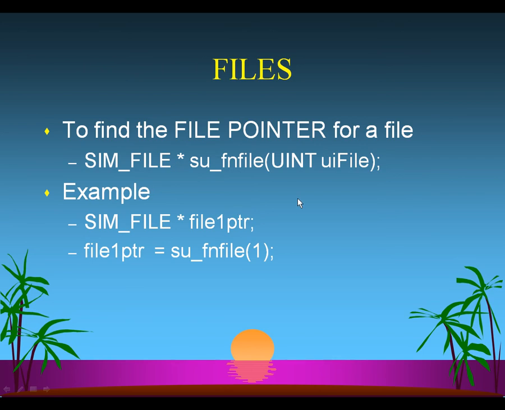We're talking about now awesome files similar to what we used with QNodes, and also in the discrete event portion, any file number. So here's an example. We set up a variable called file1 pointer. It's of type sim file, with the star being the pointer, and we set file pointer equal to su_fn_file of 1. So it figures out what the sim file pointer is for file 1, and stores that in file 1 pointer. Sim file pointer points to a location in memory where information about the file is stored.